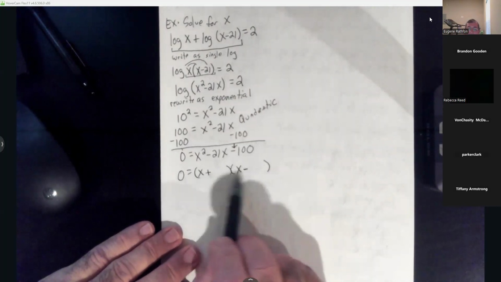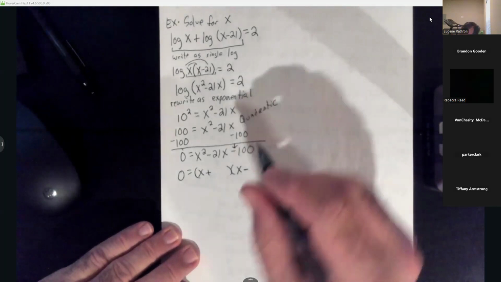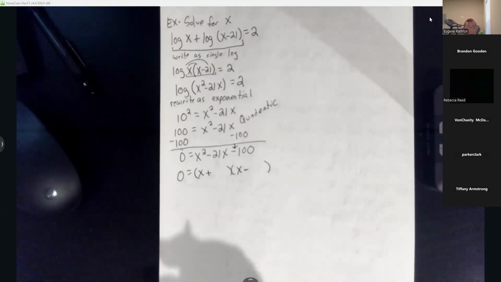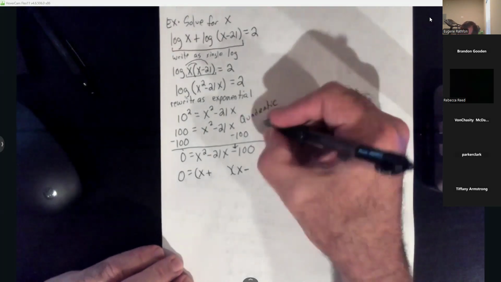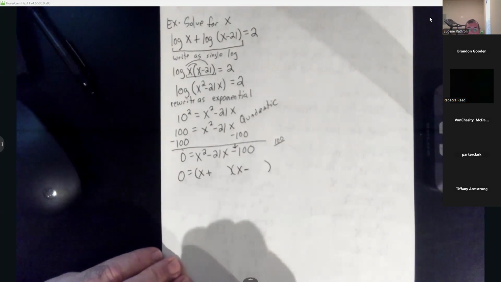Now, anytime you have unlike signs, we're going to find factors of 100 that subtract to give me 21. Find me two numbers that multiply to get 100, but if you subtract those numbers, you get 21. So let's think about that. What will multiply to get 100?